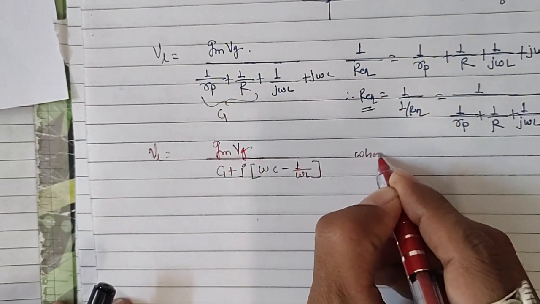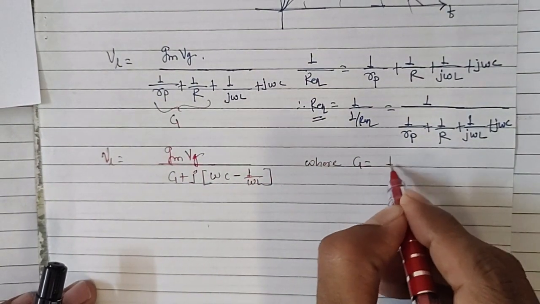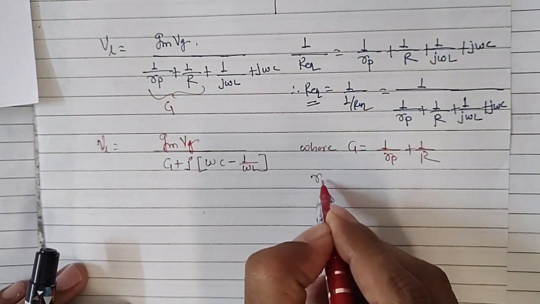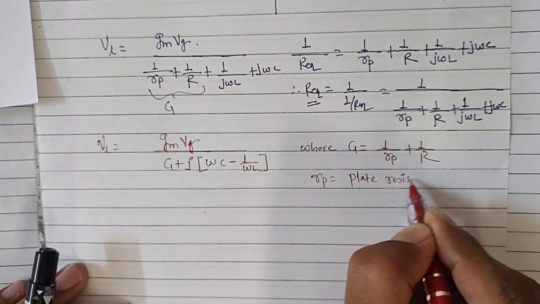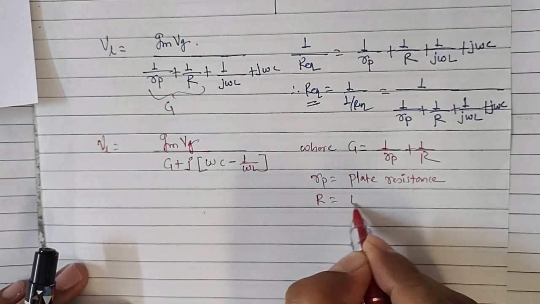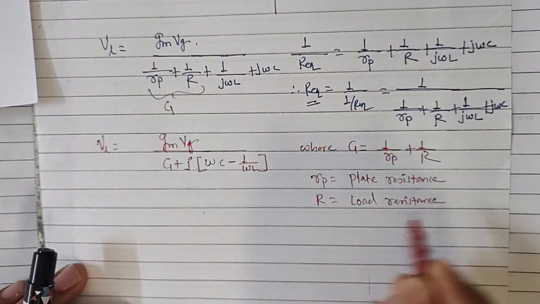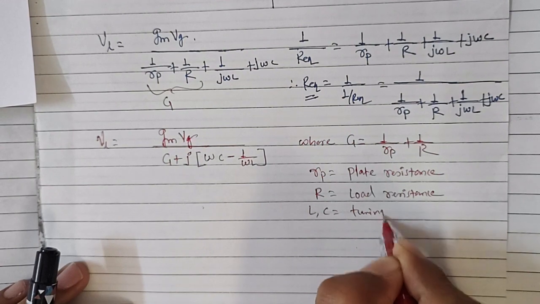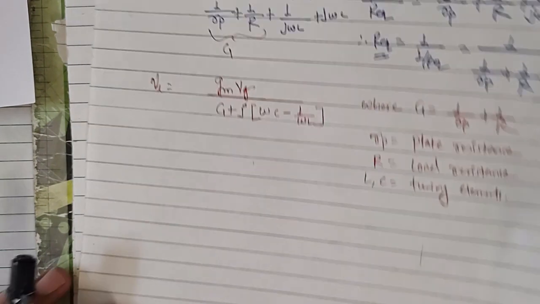Let us write where G is equal to 1 over RP plus 1 over R. RP is plate resistance, R is load resistance, L and C are tuning elements.